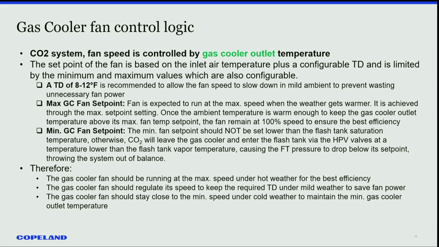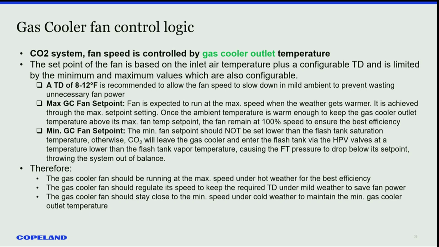CO2 system fan speed is controlled by the gas cooler outlet temperature. The set point of the fan is based on inlet air temperature plus that configurable TD, which I also talked about, and is limited to the minimum and maximum values, which are configurable. A TD of 8 to 12 degrees is recommended to allow the fan speed to slow down in mild ambient to prevent wasting unnecessary power.